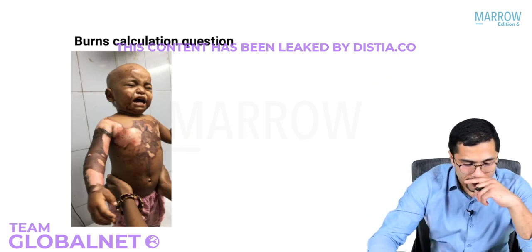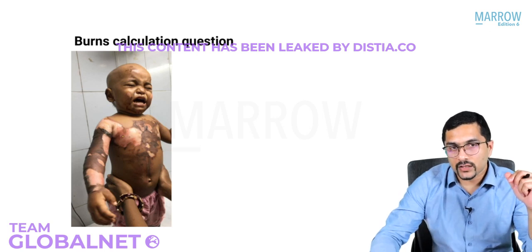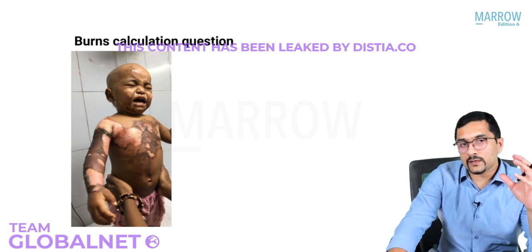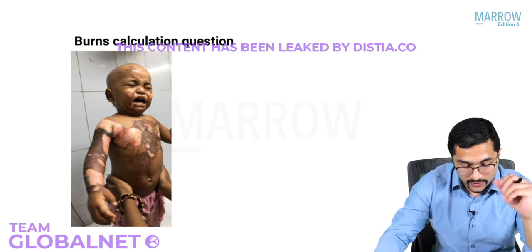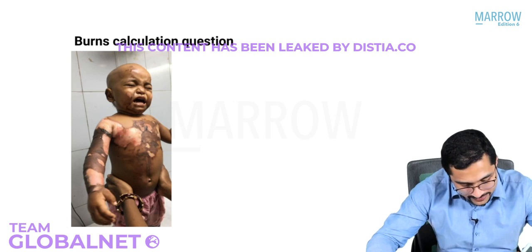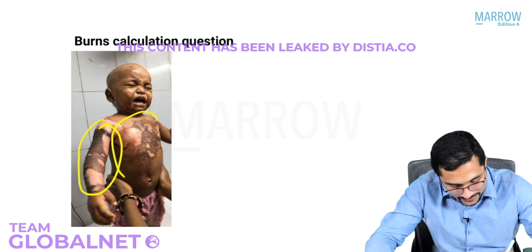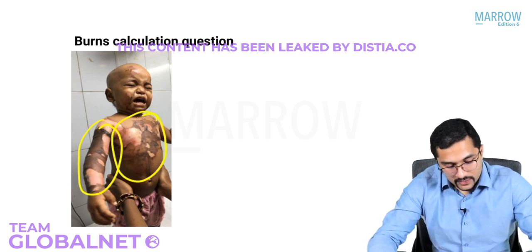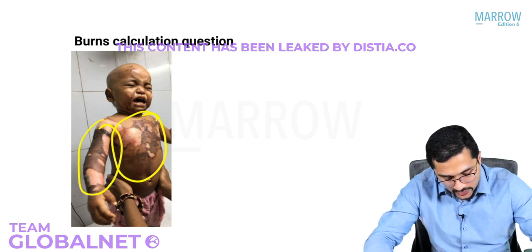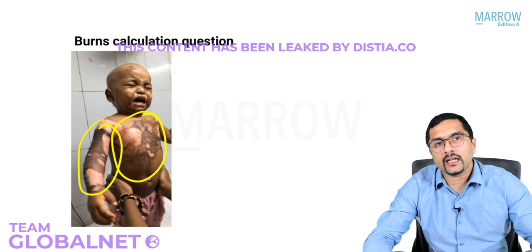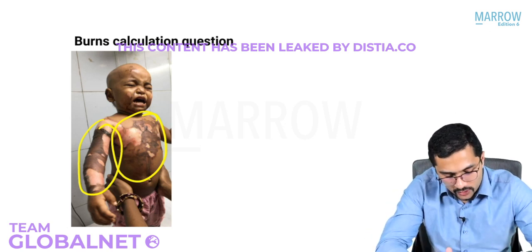Now, this was an image which was shared with me by a friend who's doing MCH in plastic surgery at Safdarjung Hospital. Safdarjung Hospital has one of the best burns units in the entire country. So in this child, the entire right upper limb is burned and the entire chest and abdomen is burned, right? So you have to calculate the total body surface area burnt in this child. Of course, there are some sporadic burns on the face as well. We are going to ignore them. So what will be the total body surface area?